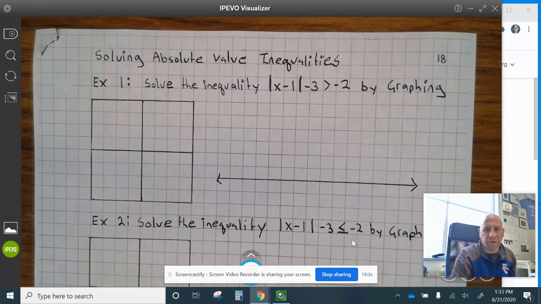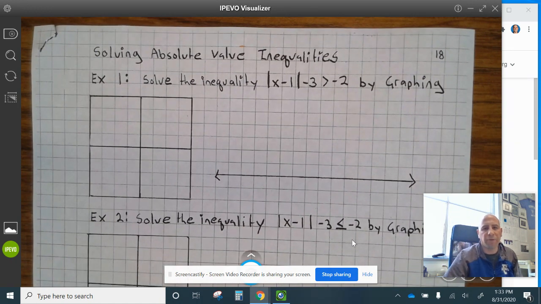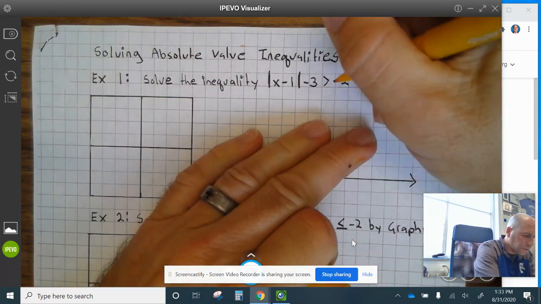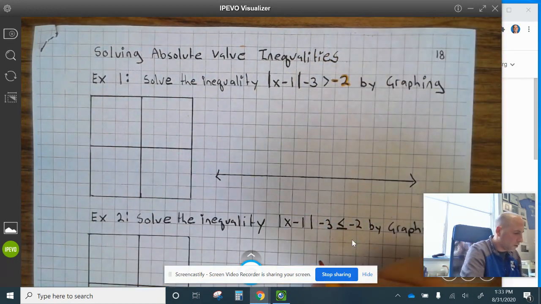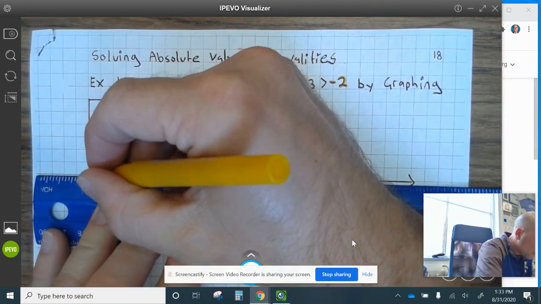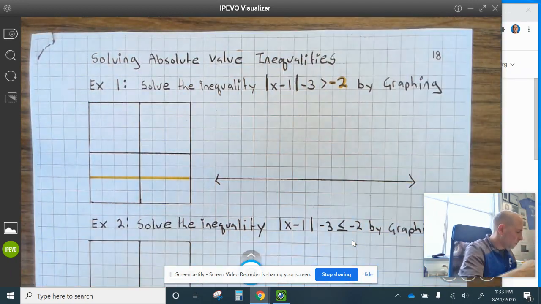Let's take a look at example 1, solving the absolute value inequalities. Example 1, solve the inequality: the absolute value of x minus 1, minus 3, is greater than negative 2, by graphing. Now, first off, we're going to graph the right side, which I'm going to do in yellow, which is negative 2. So we have a horizontal line at negative 2.